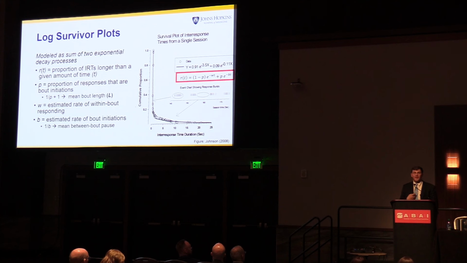Just for me, the way that I think is more intuitive, instead of thinking about things as bout initiation rate, I like to think about the average duration of pauses in between bouts of activity. That is the same thing if you take the reciprocal of B, so you take 1 over B, that's the same thing as your average between-bout pause, which is what I'll be talking about today.